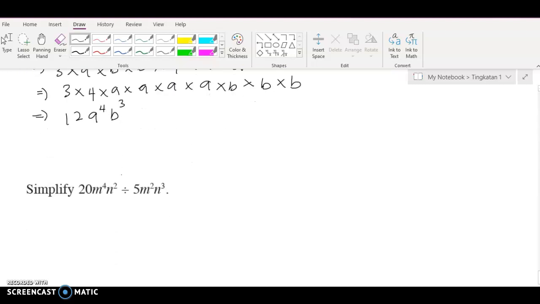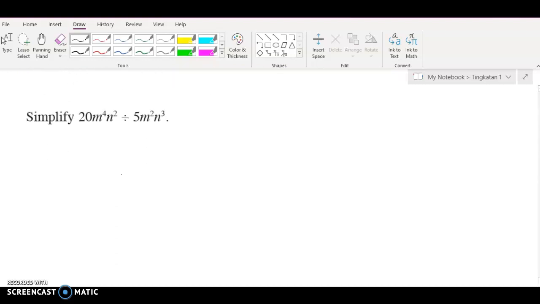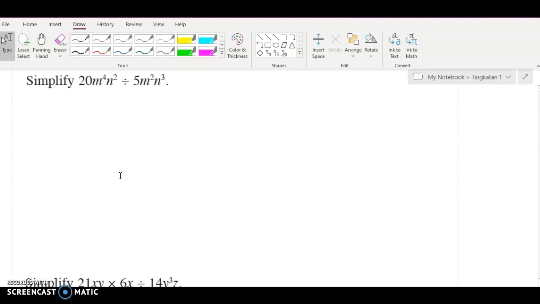Okay, so now we move on to another one. Simplify 20m to the power of 4, n to the power of 2, divided by 5m to the power of 2, n to the power of 3. So what happened over here?